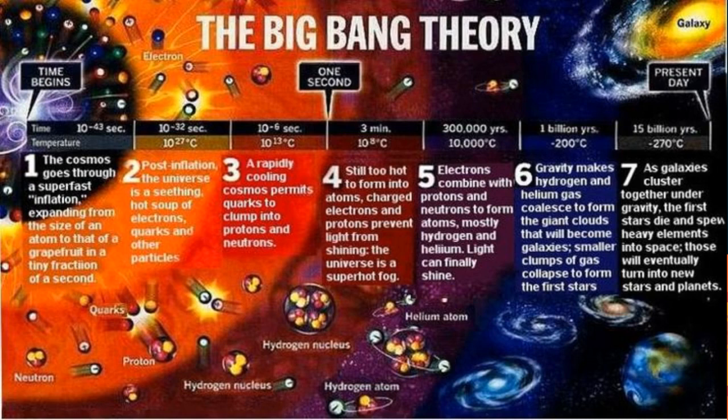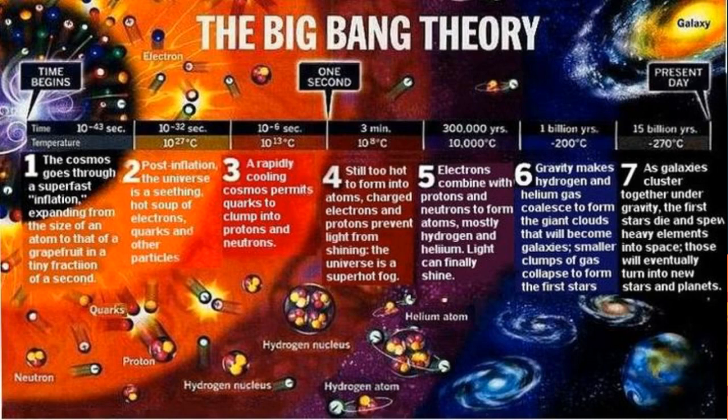3. A rapidly cooling cosmos permits quarks to clump into protons and neutrons. 4. The universe in this period is still too hot to form atoms. Charged electrons and protons prevent light from shining. The universe here is a superhot fog. 5. Electrons combine with protons and neutrons to form atoms, mostly hydrogen and helium. Light can finally shine on this age.